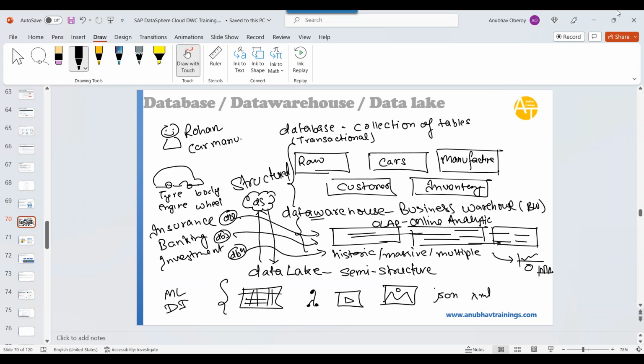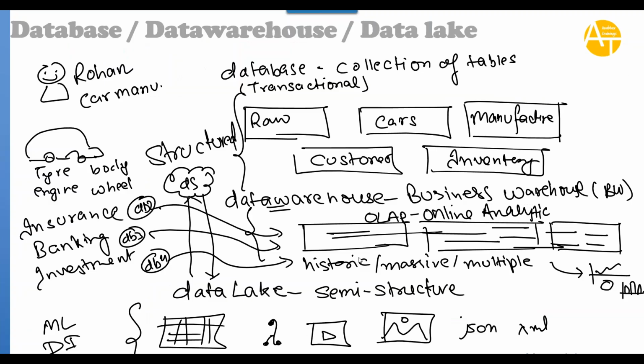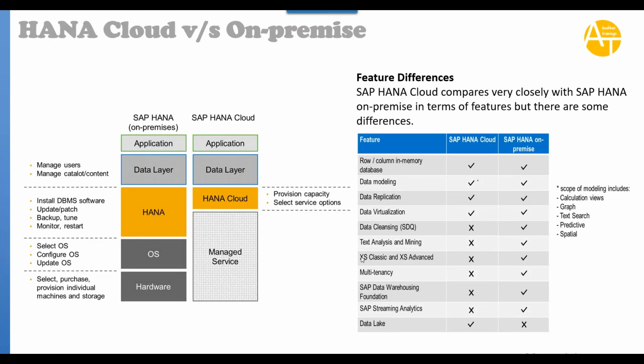Makes sense. So now you understand the difference between database, data warehouse, and data lake, and what exactly DataSphere is all about in general. Now let's go ahead and set up a HANA Cloud database. We want to create our own personal database where we store transactional data of a company. We will use HANA Cloud.